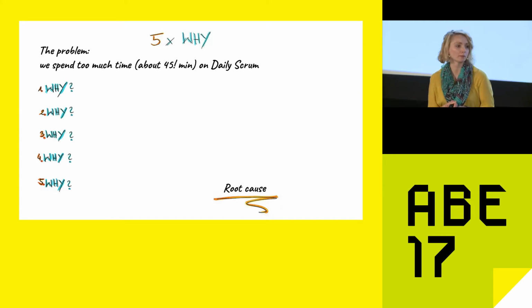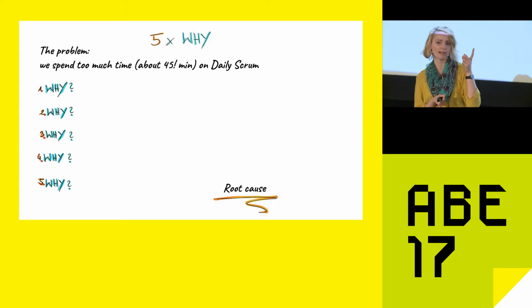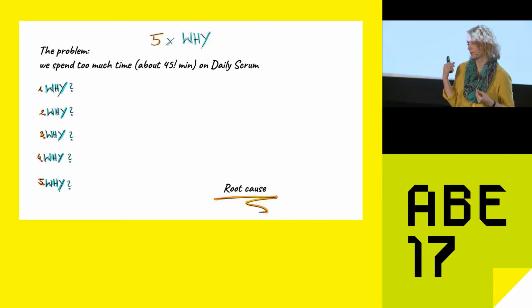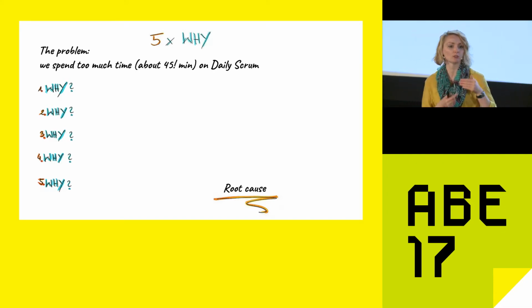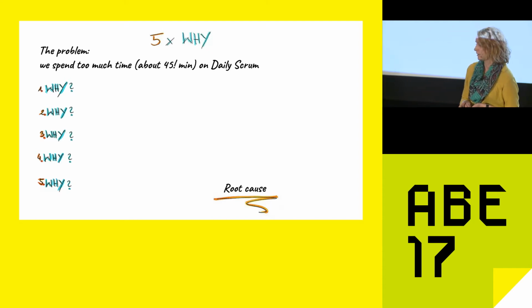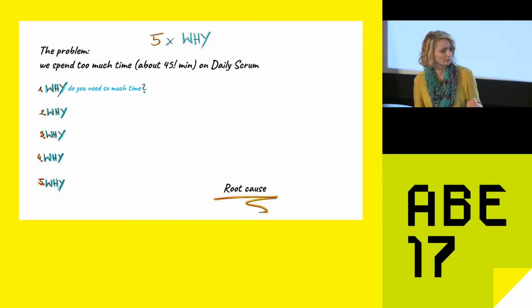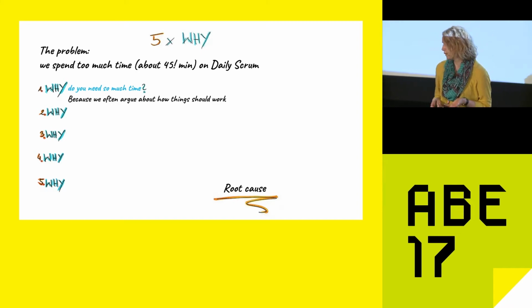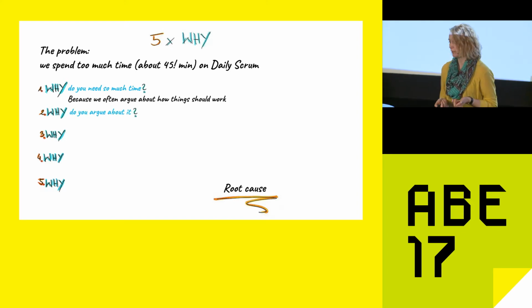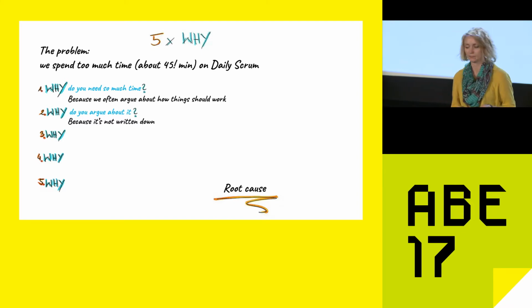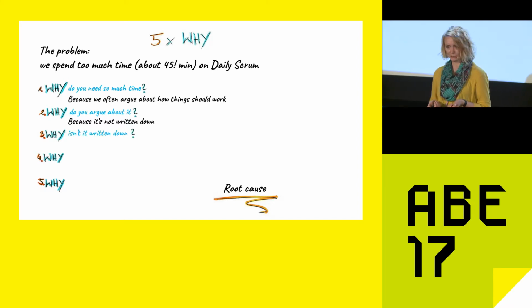But look what can happen if we dive deeply and start asking questions with whys. The most important thing about the tool is that each question should refer to the previous answer. Let's look at it. So you know the problem. The first question: why do you need so much time? The answer: because we often argue about how things should work. Okay. Why do you argue about it? Because it is not written down. Why isn't it written down?